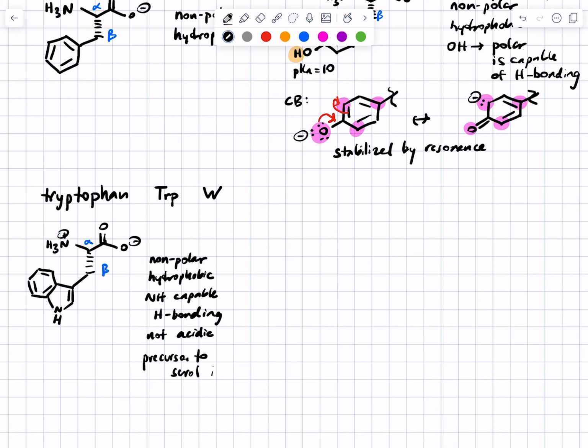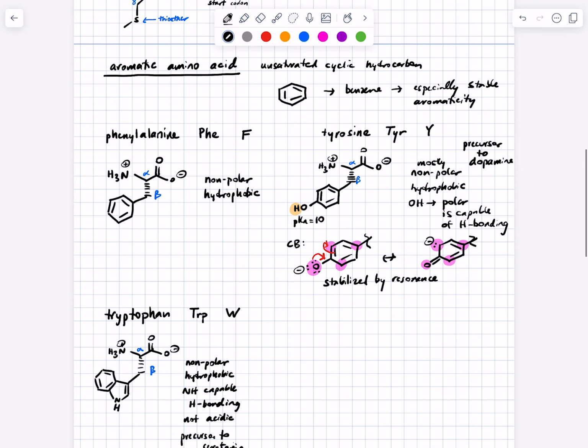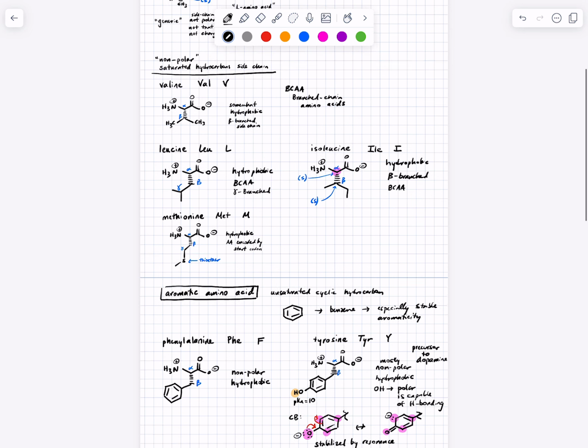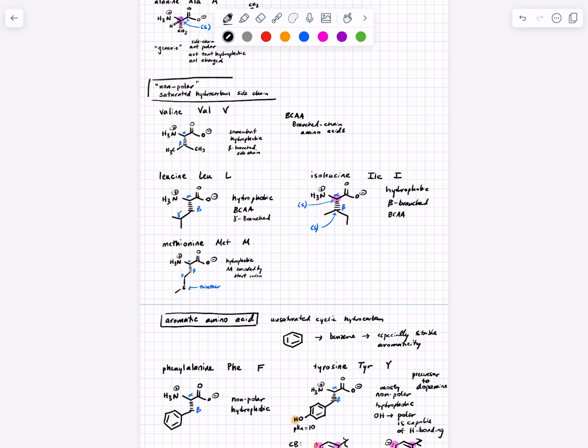Now there's one last amino acid that I could include in this category of aromatic amino acids because the side chain is aromatic. However, I'm not going to put it in this category because it's much more polar than the other amino acids. Okay. All right, so we've so far talked about amino acids that are saturated hydrocarbon nonpolar amino acids.